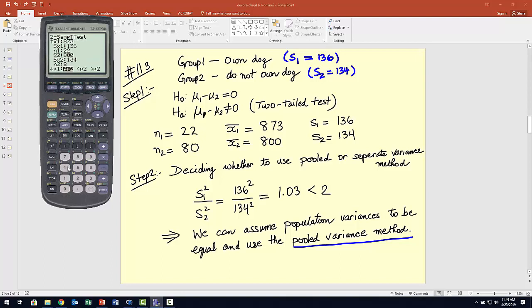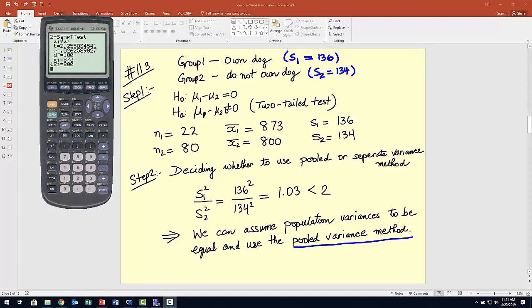It's a not equal to case. If it's a different case, you would choose your cases here. I go down, and it says is it pooled, yes or no. I would click yes, and then I would click on calculate. You can see your calculator gives you the test statistic and the p-value of the test. We will use this p-value to conduct hypothesis testing.